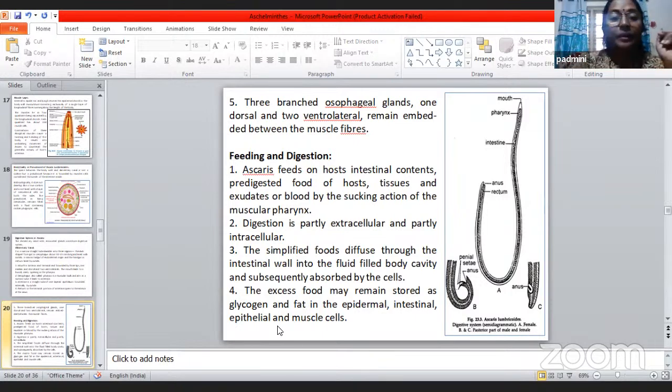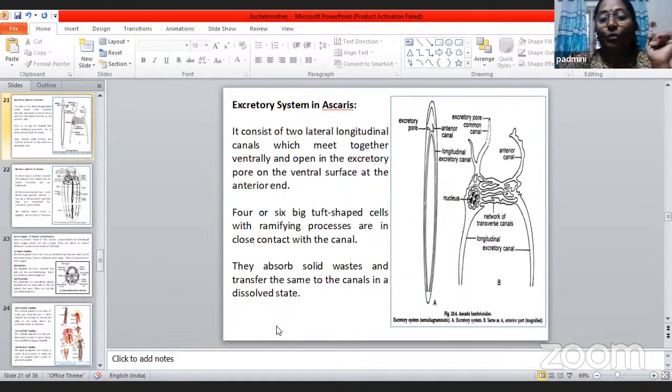Okay. And coming to the excretory system over here, we have already discussed how the shape of the excretory system resembles that of an H shape. But in Ascaris, here you can see it has a very small anterior canal and a long posterior canal over here.